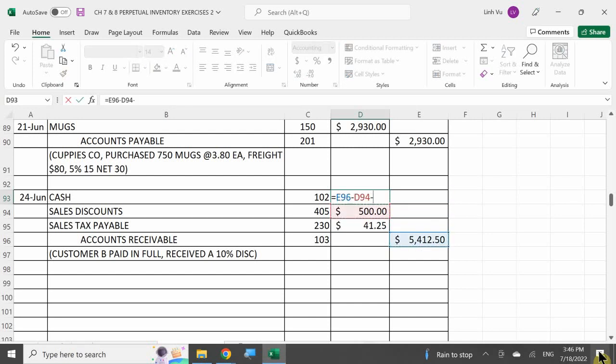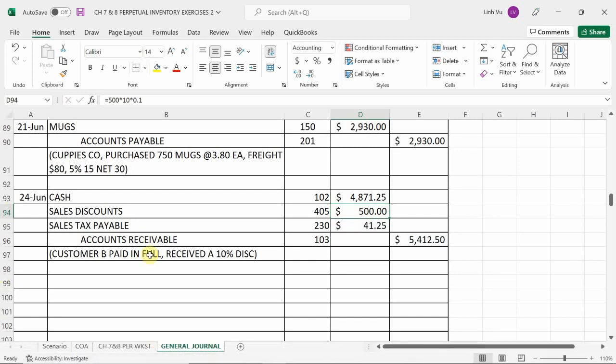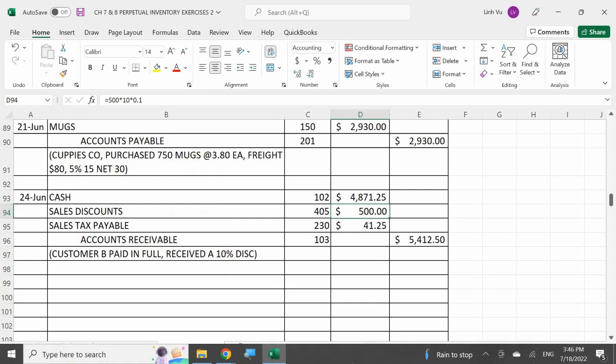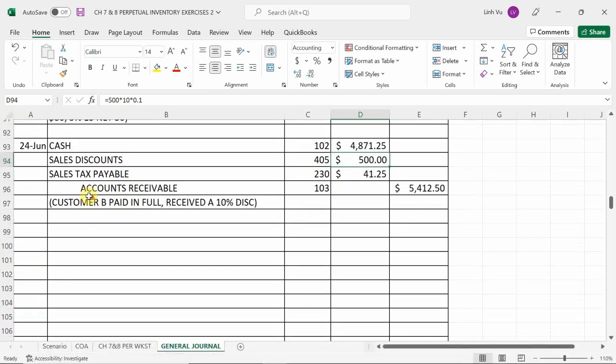$4,871.25. Yeah, so I'm going to go ahead and utilize my debits equal my credits method. So starting out with the $5,412.50 minus the discount of $500 minus the $41.25 that they have to give back for the tax. They're going to be giving me a total of $4,871.25. And customer B paid in full and received a 10% discount. All right.